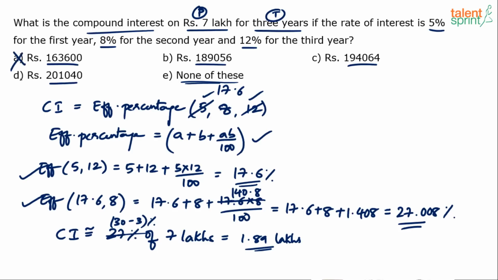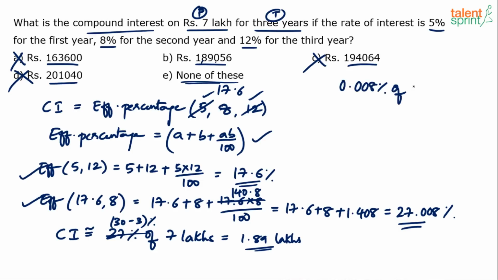1,89,000. Clearly option A, option C and option D are ruled out, because between 27 and 27.008 there's hardly a difference. Very, very small difference. So 1.89 lakhs is for sure. The exact answer will be a little more than 1,89,000 because the actual value is 27.008. If you want to do a precise calculation, this is 0.008%, right?